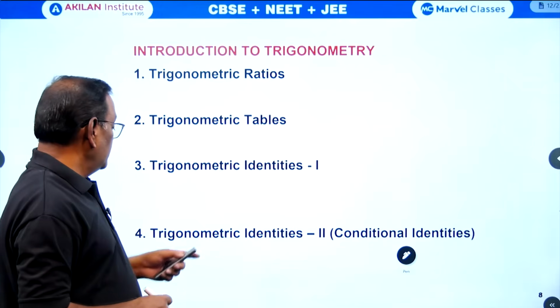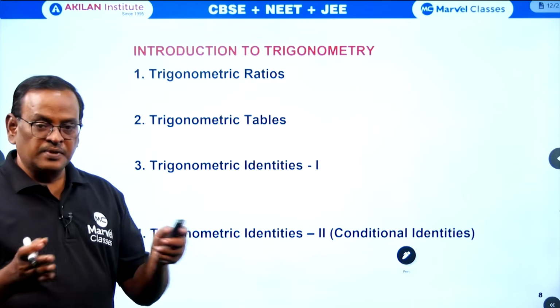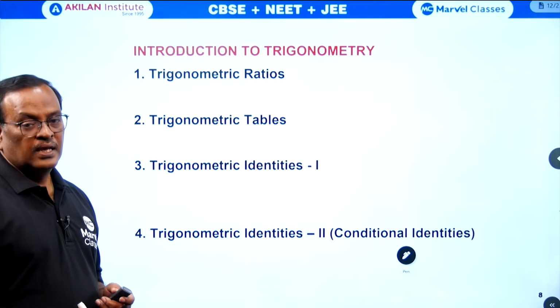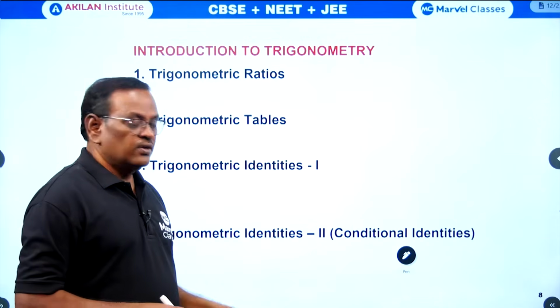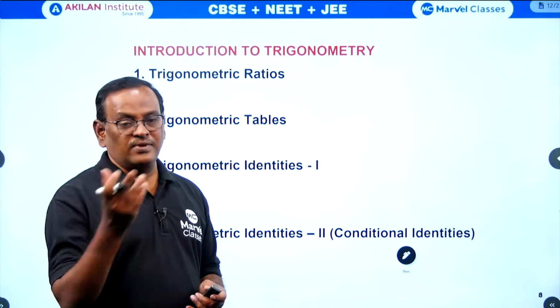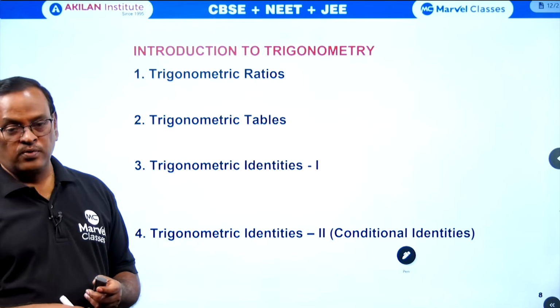And the trigonometric identity is split into 2 parts. One is regular identity, another one is conditional identity. Conditional identity means x equal to cos theta, y equal to sin theta, prove that. That is the conditional identity. Some condition is given, using that condition you have to prove one result.